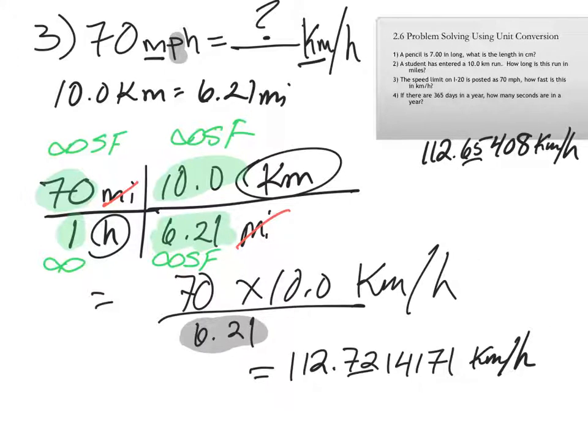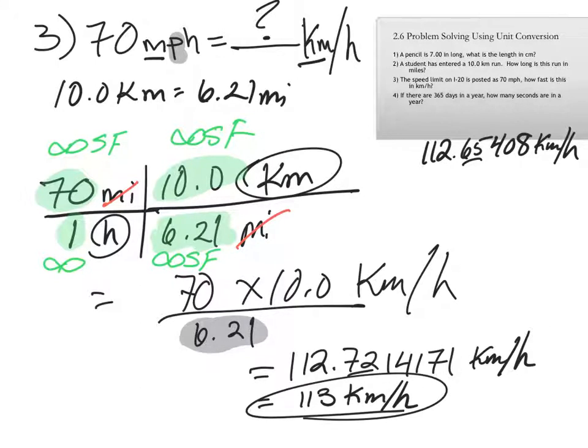So that means since everything is technically infinitely many, you can report your answer to whatever you want. It might seem ridiculous to write all of these decimal places though, so it is probably safe to just say 113 kilometers per hour, because in reality, the cops are not going to use a radar to measure a 1,000th of a kilometer per hour. They're going to measure entire kilometers per hour. They might actually report it at 115 or something like that. They might round to the nearest 5. Who knows? But 113 would be good for me.